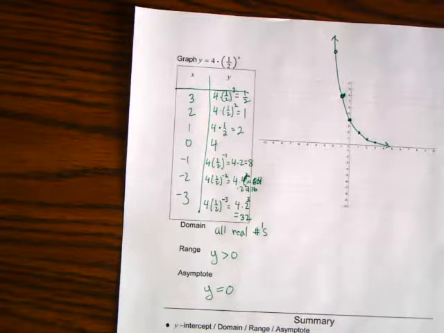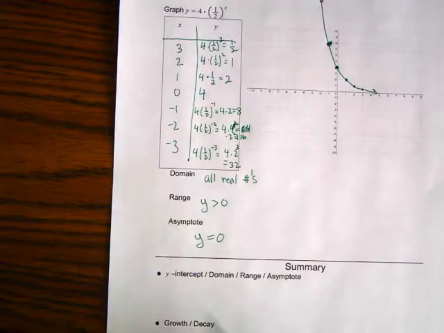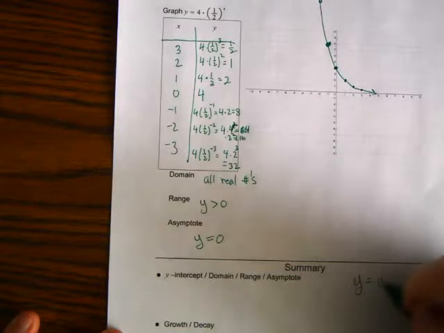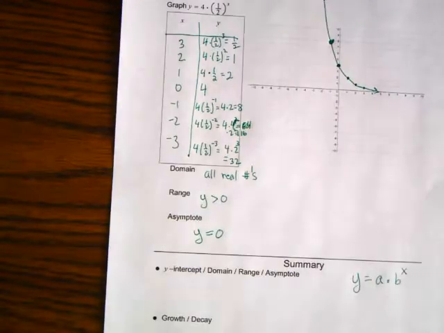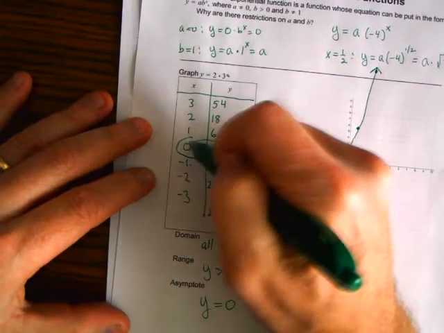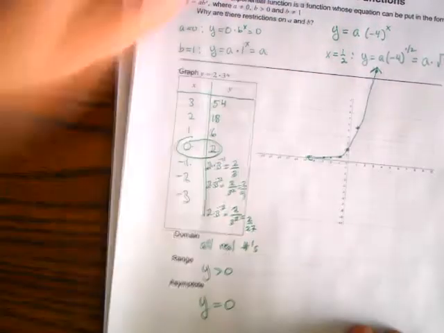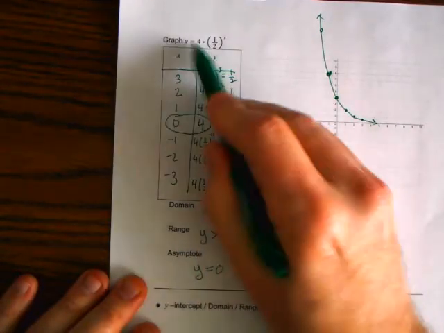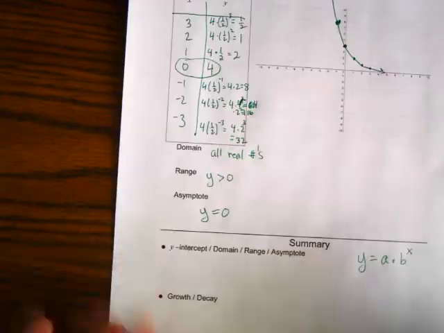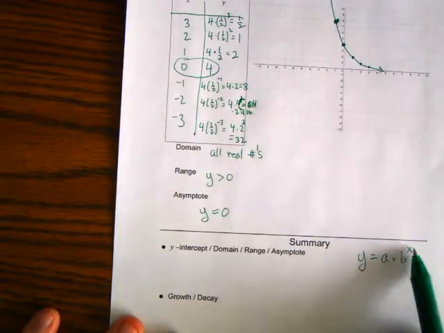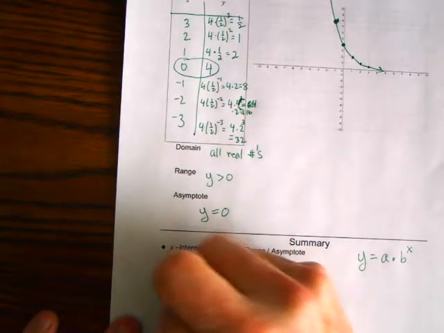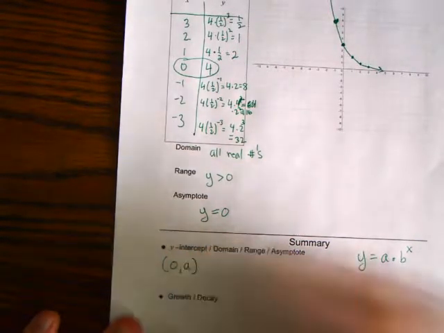All right, so a few words you're going to hear. Y-intercept. Let's say we have y equals a times b to the x. Notice, for both of these problems, our y-intercept was 0, 2, and 2 happened to be the a number. For this one, our y-intercept was 0, 4, and 4 happens to be the a number. And that's always going to happen. When I plug in 0, b to the 0 is always going to be 1. 1 times a is going to be a. So my y-intercept is always going to be 0, comma a.